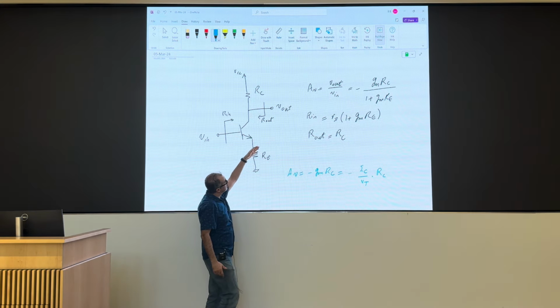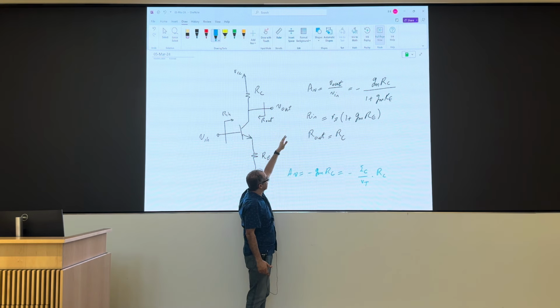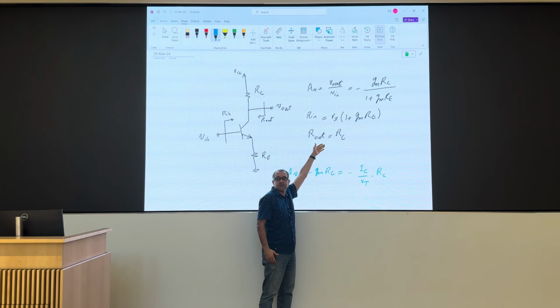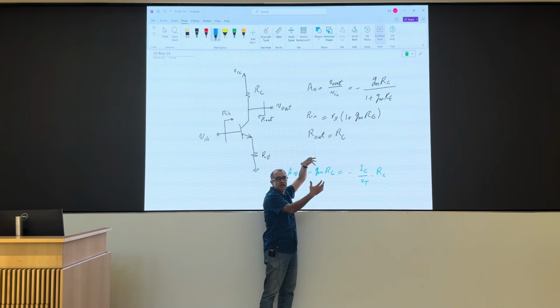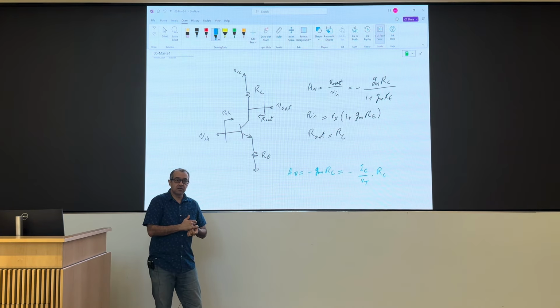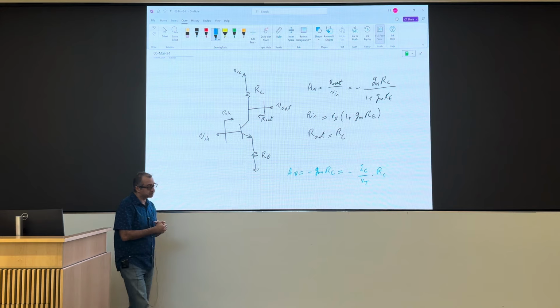Usually you can. As we saw, we love this stage. It has a large gain, a large input resistance, but the output resistance kind of sucks. So we cannot really live with just this one stage. Usually you have to have more than one. But use the minimum number of stages whenever you can.